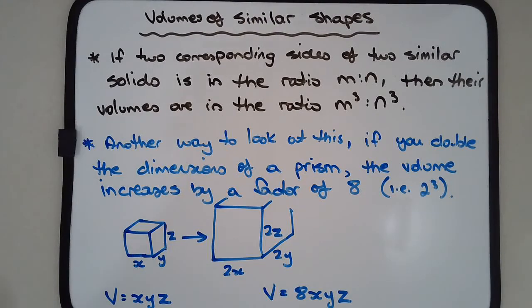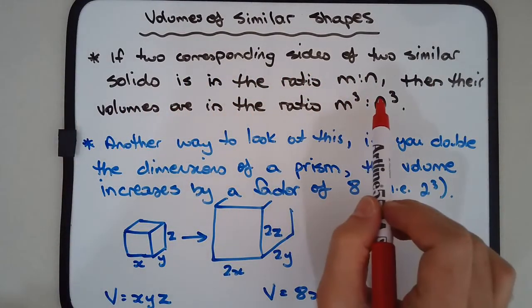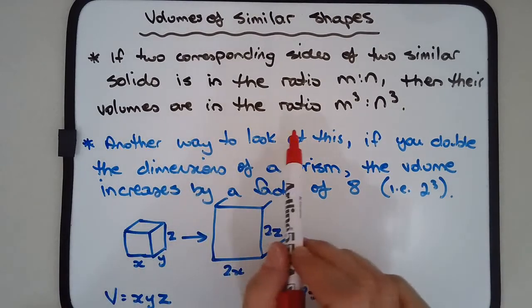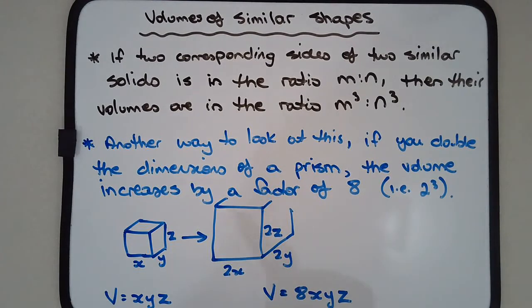In this video, we're going to explore volumes of similar shapes. When we're talking about volume, we're talking about three-dimensional objects or solids. Let's have a look at the first point. If two corresponding sides of two similar solids are in the ratio m to n, then their volumes are in the ratio m cubed to n cubed. If you've viewed the video on areas of similar shapes, it follows a very similar theory, in fact.